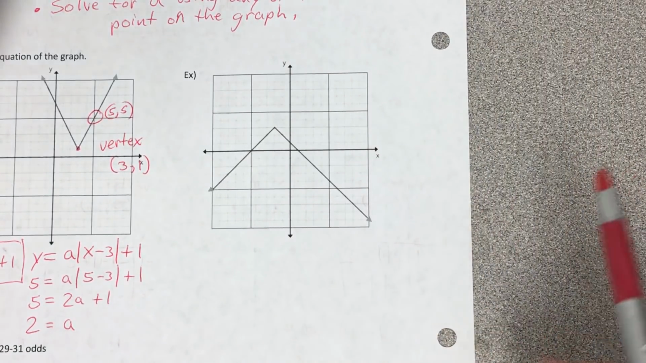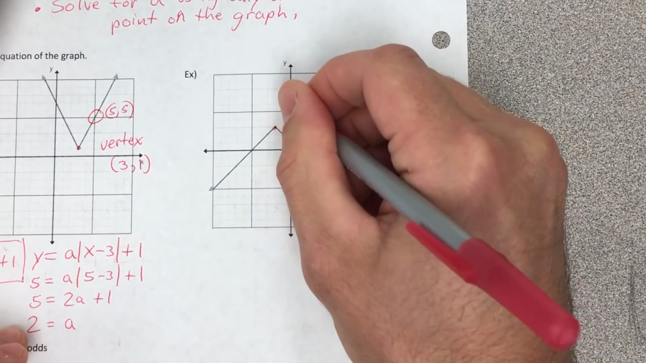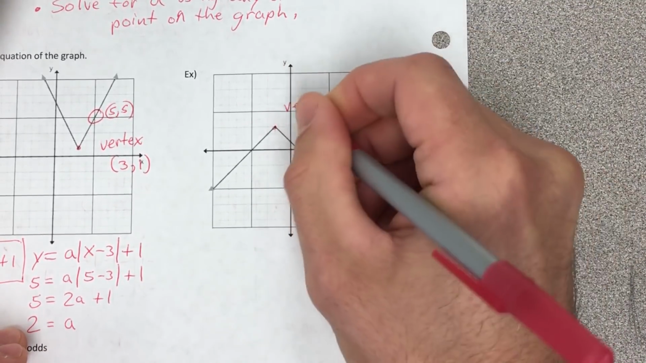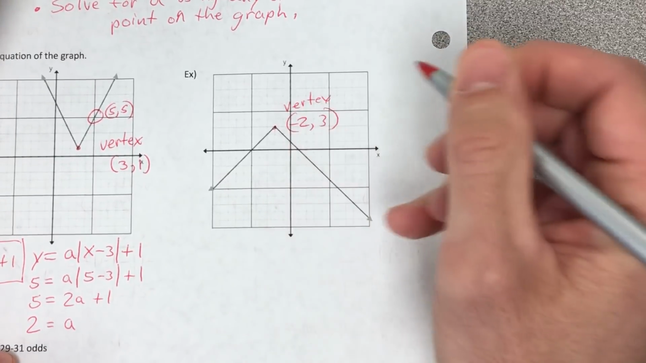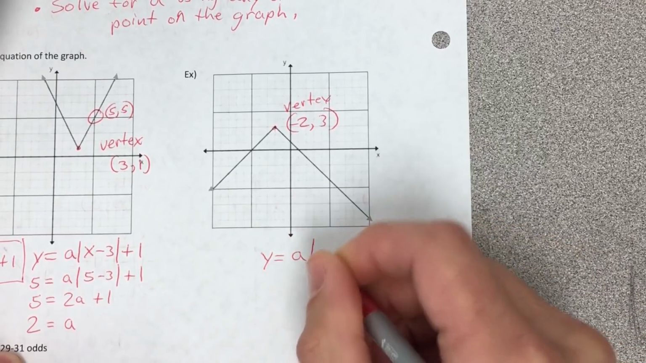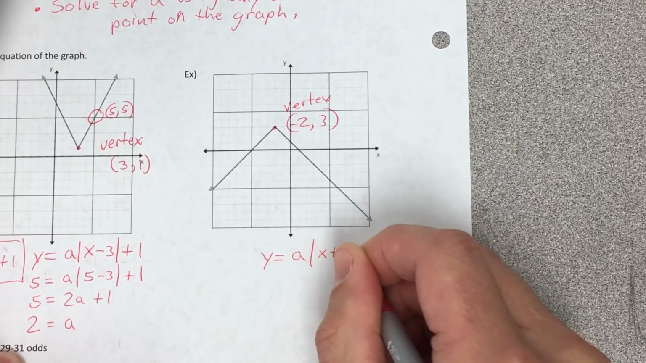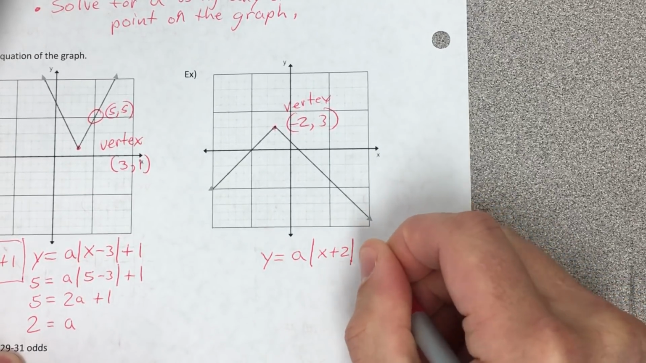Let's go on to one more. Our vertex is at -2, 3. So I can start writing my equation. I don't know what my a value is, but I know it's going to be x plus 2 in the absolute value bracket and plus 3.